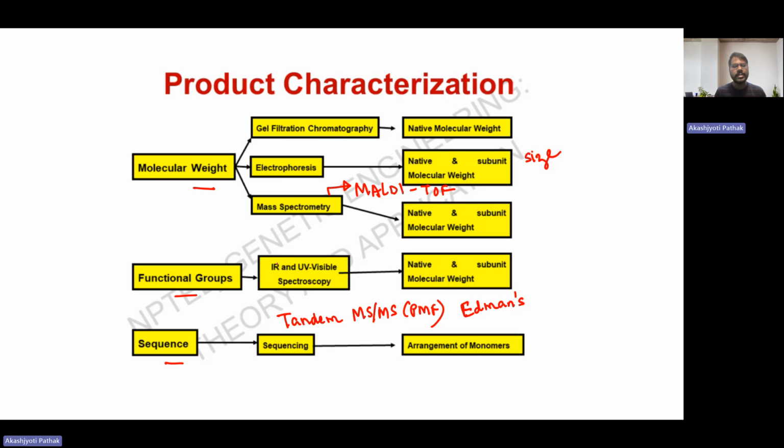Another is IR spectroscopy. IR spectroscopy is a technique where we can characterize molecules, or differentiate molecules, on the basis of the functional group. We will learn about this technique as well today. So what is IR spectroscopy? Let's start with IR spectroscopy.